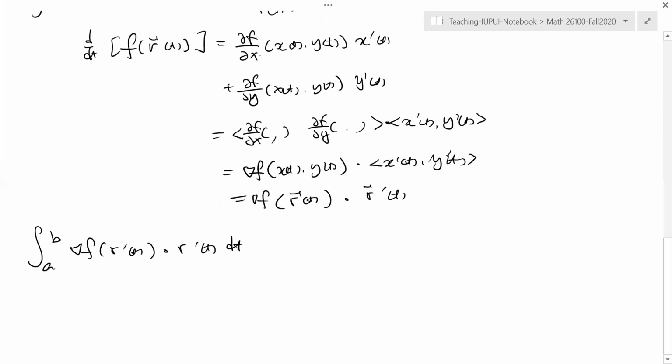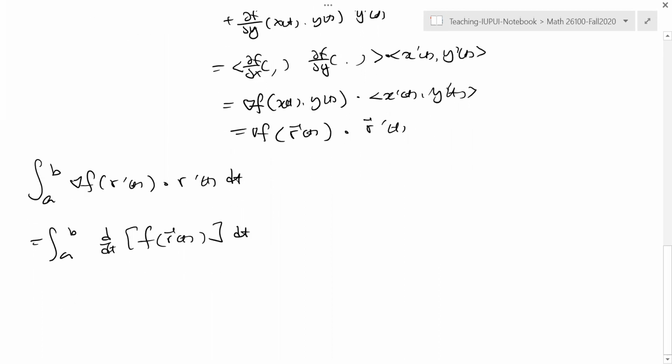And this unit product is nothing but the derivative of this function, a one variable function right now. By the fundamental theorem of calculus, this is going to be just evaluating at the two endpoints. And that's going to be f of r of b minus f of r of a. Now, what is r prime?